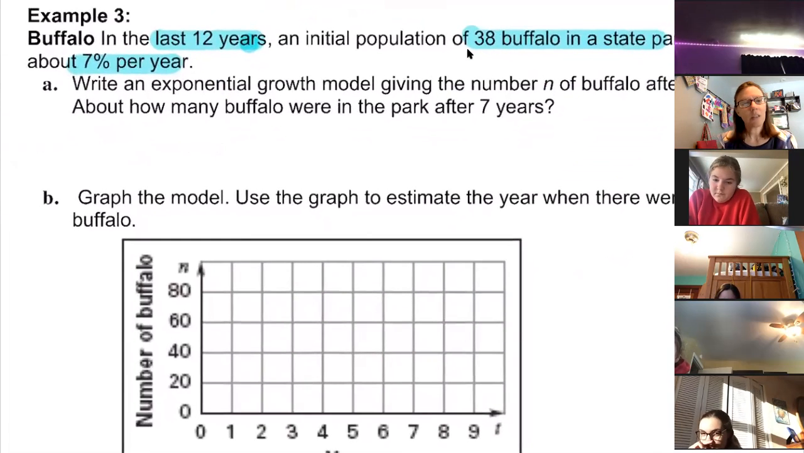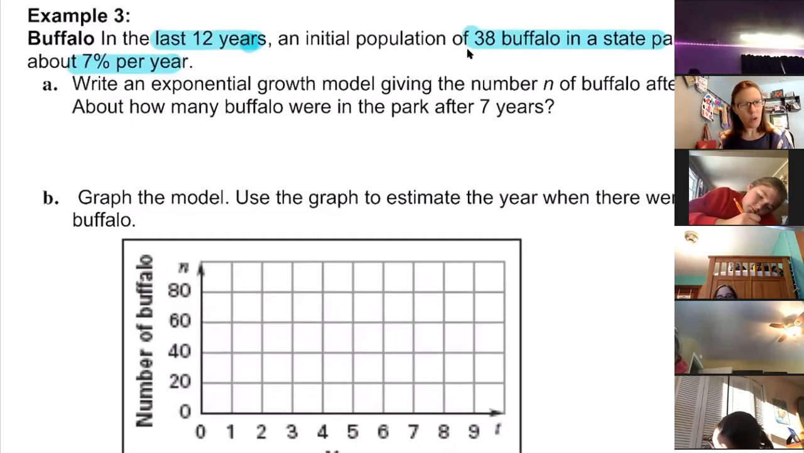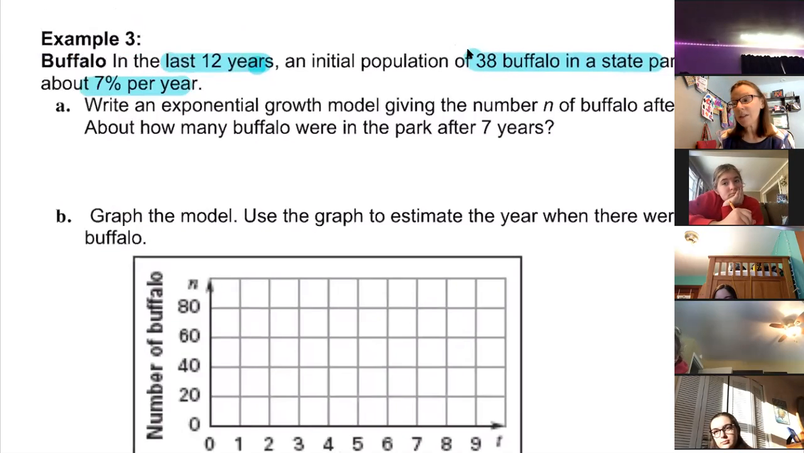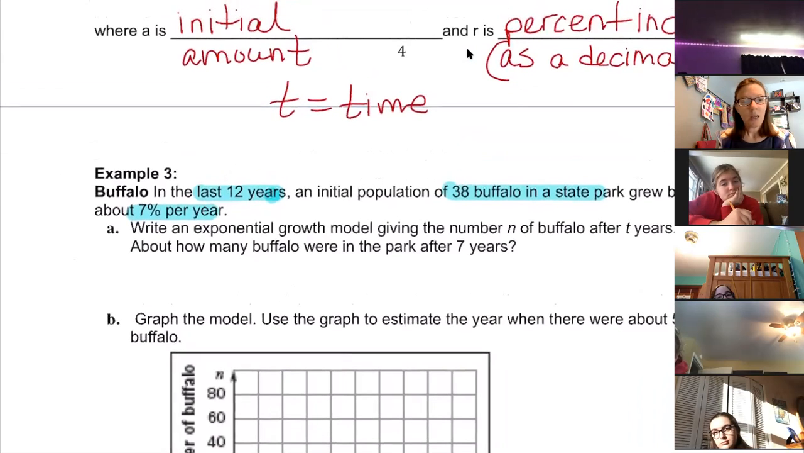So the 12 years is just saying that's the amount of time that this percent was gathered. So we're not going to use the 12 in the equation, but they're saying that over the past 12 years, 7% was the percentage of growth. We are going to look at that 38 because 38, it says, is the initial population.